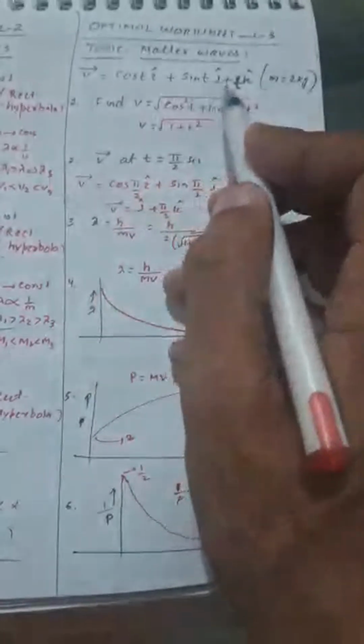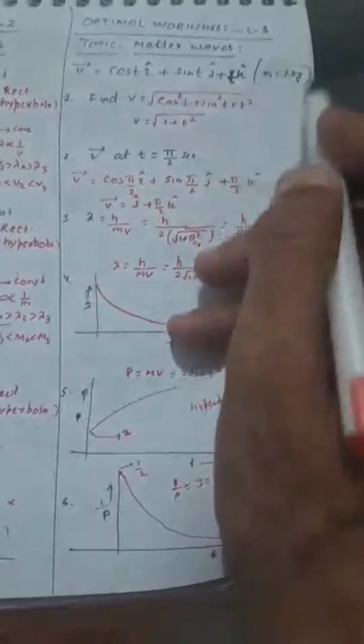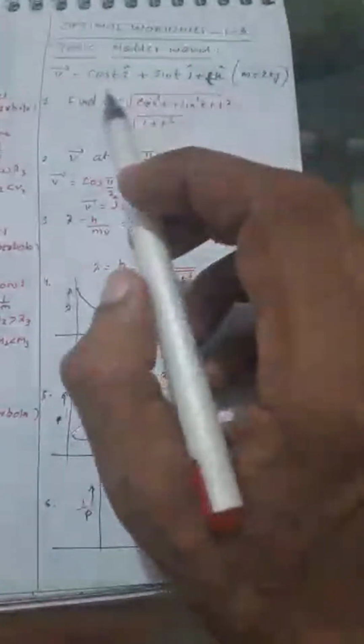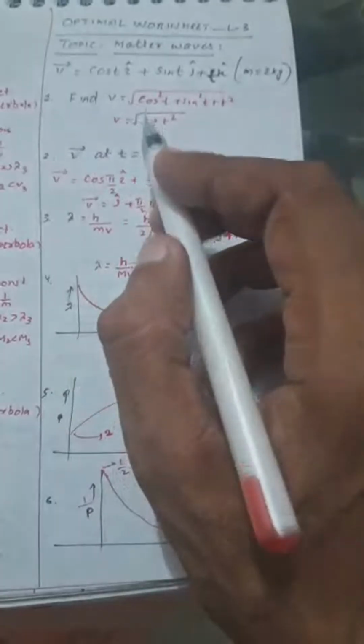Now let's look at some questions for JEE Advanced, which are typical for JEE Advanced Physics. Here a particle is moving in space such that its velocity is given by cos t i cap plus sin t j cap plus t k cap. The mass of the particle is 2 kg. The first question is to find the speed.